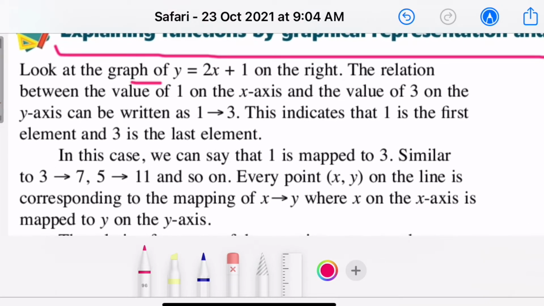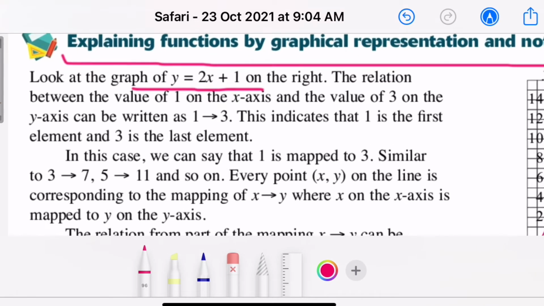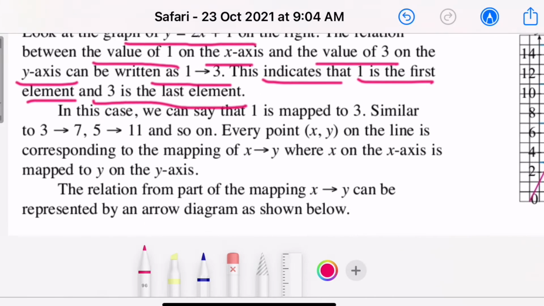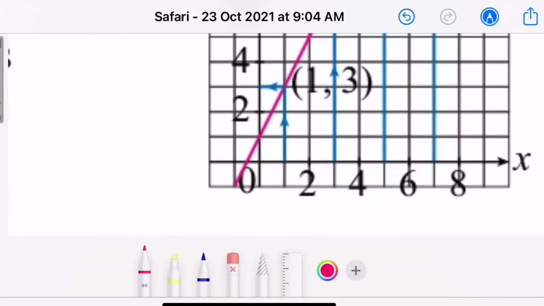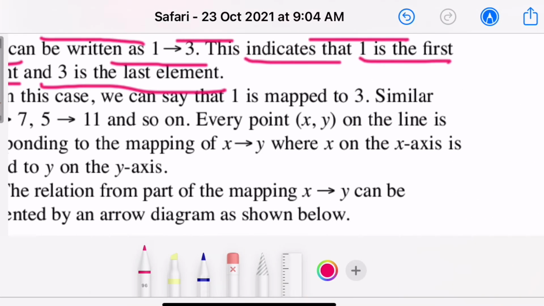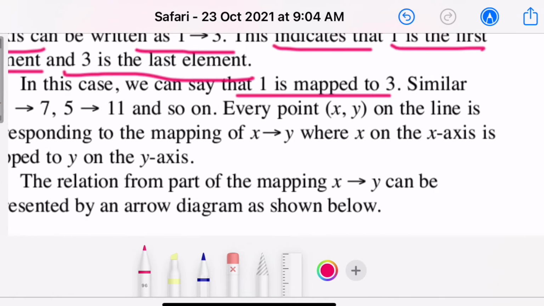Look at the graph y equals 2x plus 1 on the right. The relation between the value of 1 on the x-axis and the value of 3 on the y-axis can be written as 1 maps to 3. This indicates that 1 is the first element and 3 is the last element. So as you can see, here is 1, here is 3. In this case, we can say that 1 maps to 3.